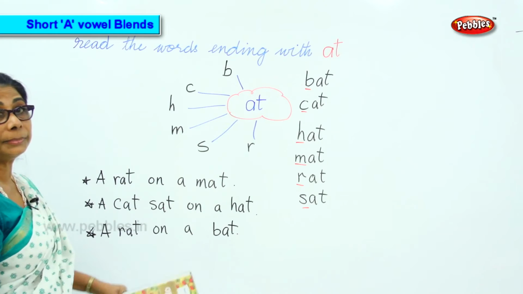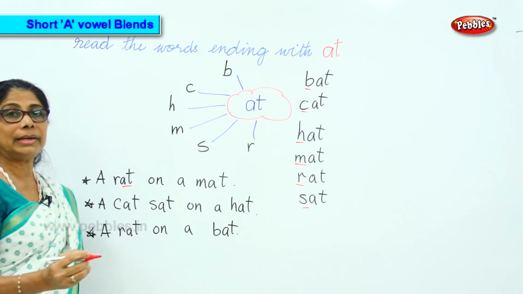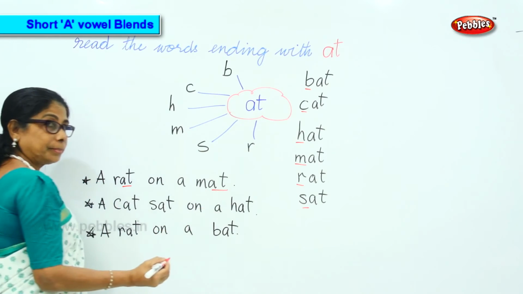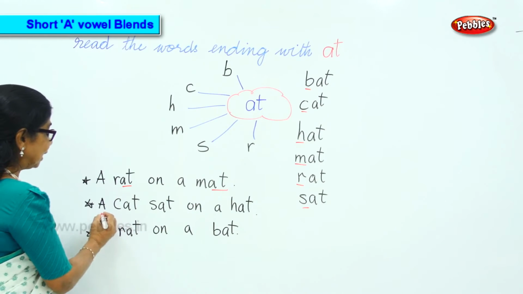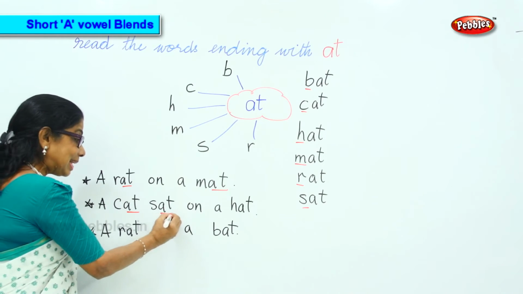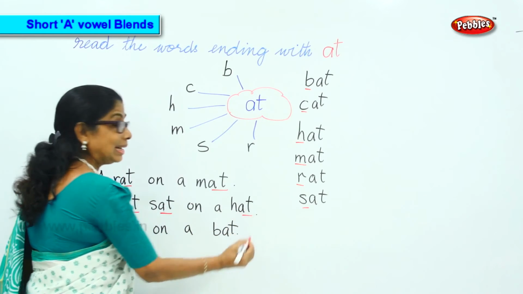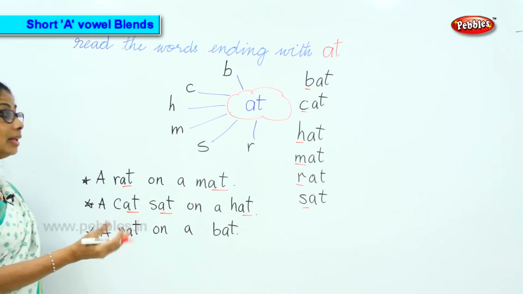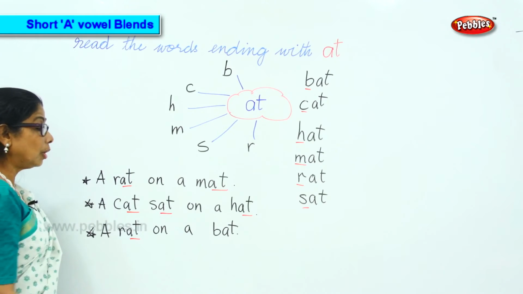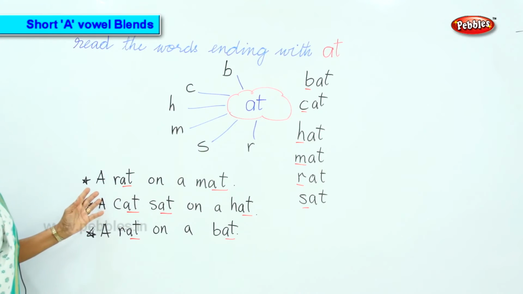Now, look at that. We have used at words in a sentence. A rat on a mat. Then use the second one. A cat sat on a hat. Where did the cat sit? Sat on a hat. A rat on a bat. Putting at words into sentences.